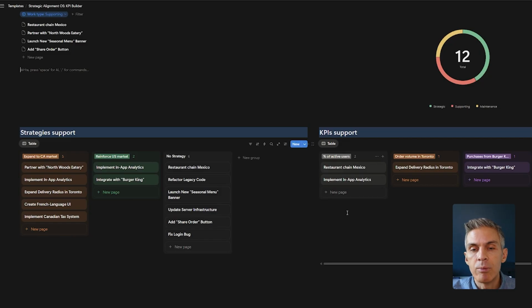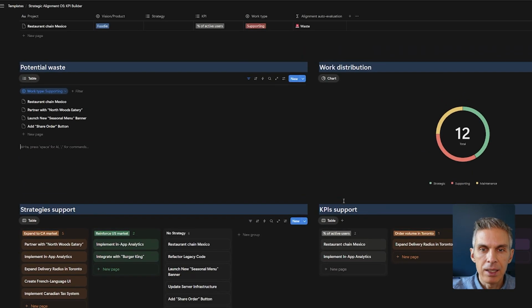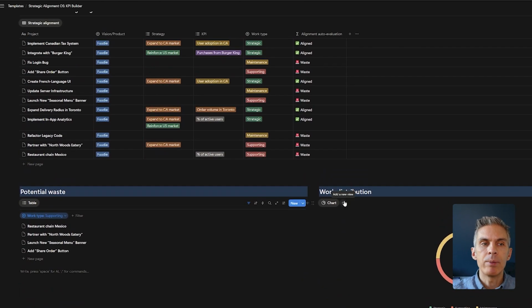It goes the same for the KPIs. Here I can see the different KPIs and how much work, how many projects I have assigned, are contributing to those KPIs. And then I can decide that, hey, based on this, I'm doing enough work to really move forward those KPIs, or not really. I don't have enough work that is going to affect those KPIs. And I have, for example, maybe a little bit too little work that is going to help the percentage of active users.